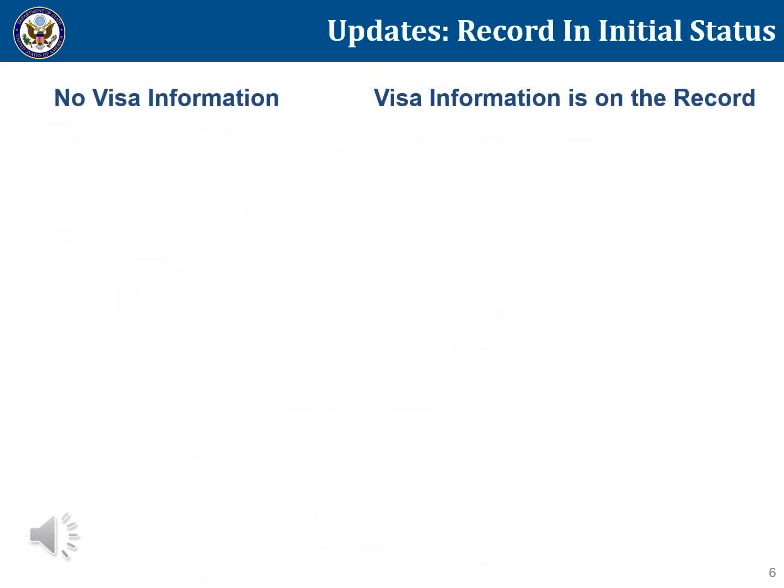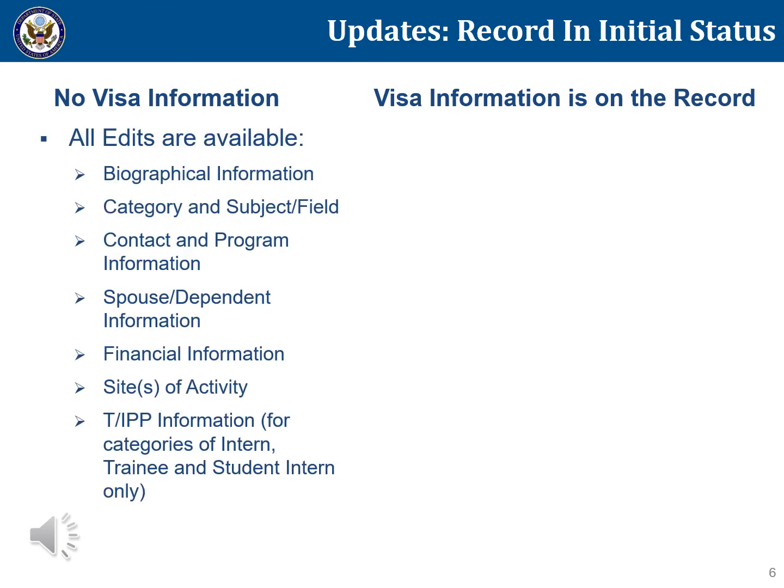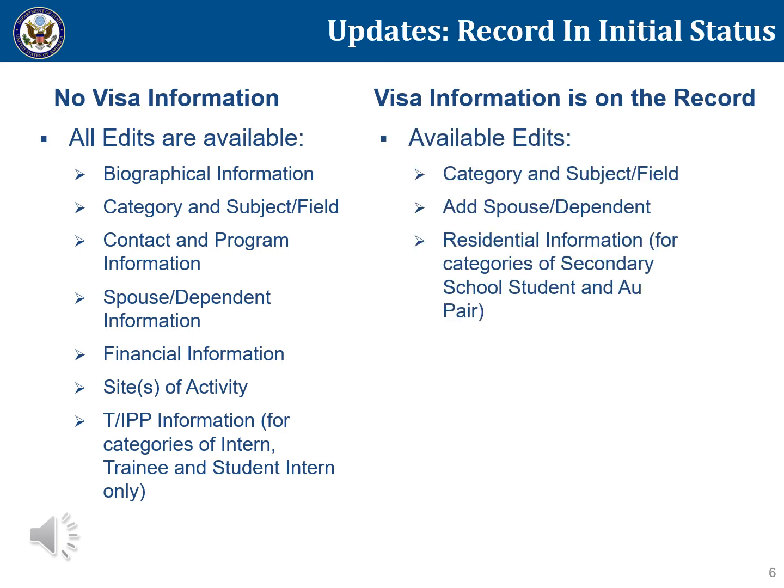Updates in initial status are restricted after the exchange visitor obtains their visa and the visa information displays on the record. Before the visa is issued, all edits are available. After the visa information is on the record, only the category and subject field can be edited, and a spouse or dependent can be added. If the exchange visitor's category is secondary school student or au pair, the residential information can also be updated after a visa has been issued.